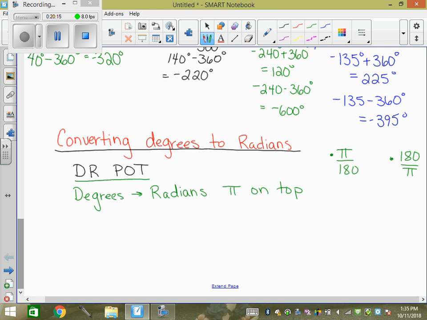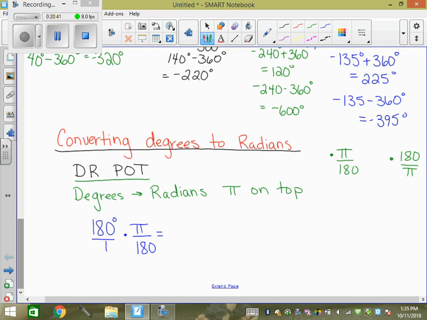So if I give you 180 degrees, and I want it in radian measure, which is just another form of measurement that means the exact same thing as degrees, but it's radians. We're going to multiply by pi over 180 because degrees to radians, pi on top. So what do we get? Well, this is over 1.